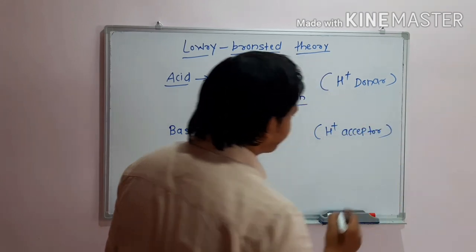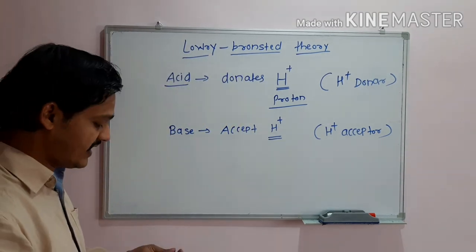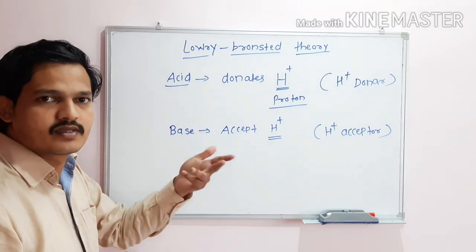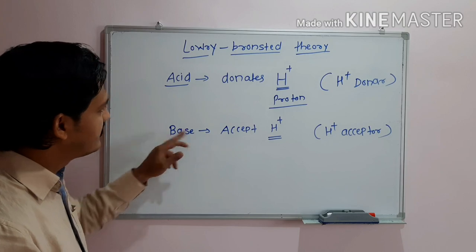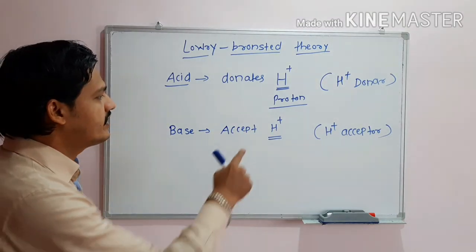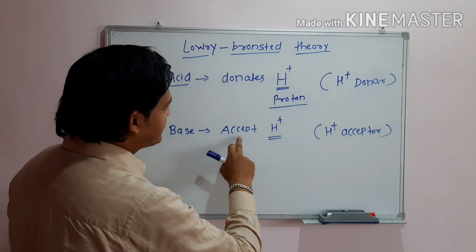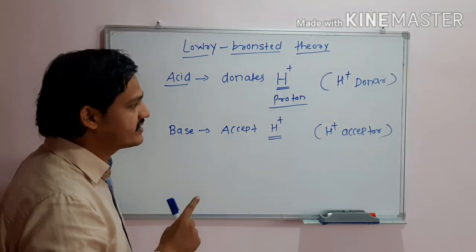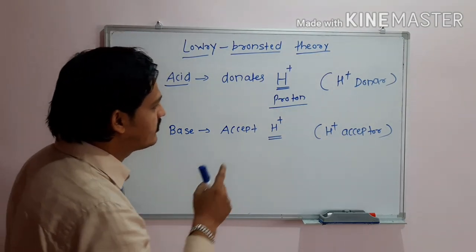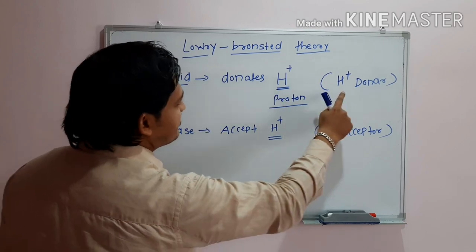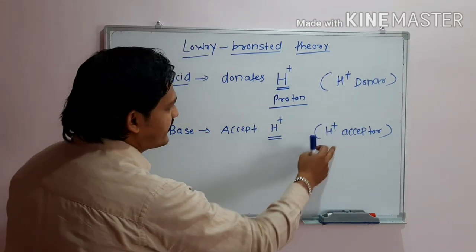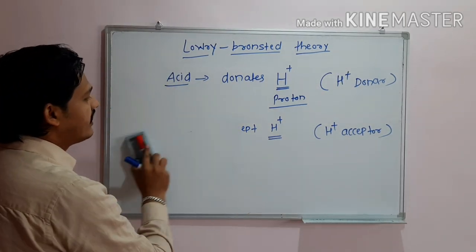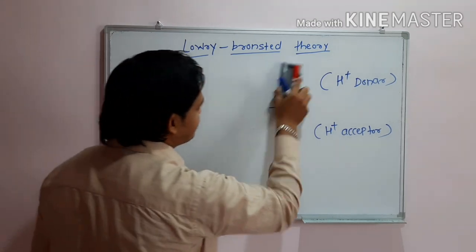According to Lowry-Bronsted, the substance which can donate a proton is called an acid, and the substance which can accept a proton is called a base. Accepting a proton means accepting a positively charged hydrogen ion. Please remember that. I think you already know it. So in short, acid means proton donor and base means proton acceptor. Now let us see examples for Lowry-Bronsted acids and bases.